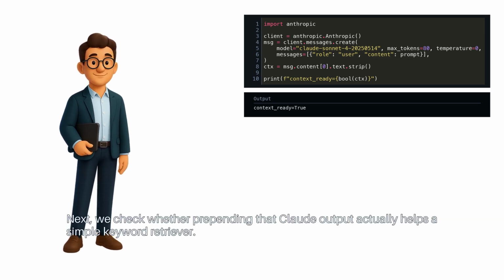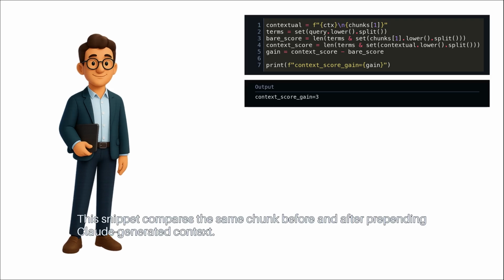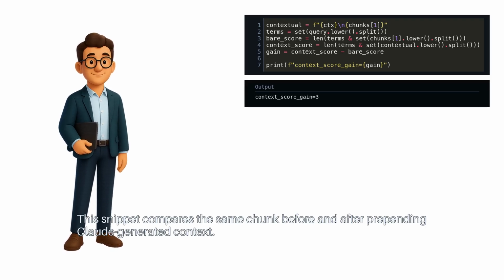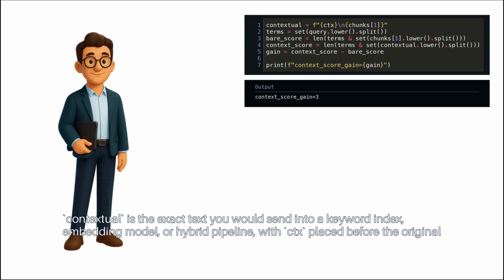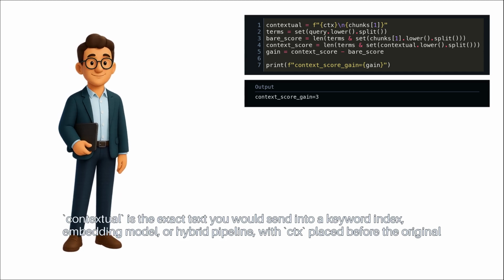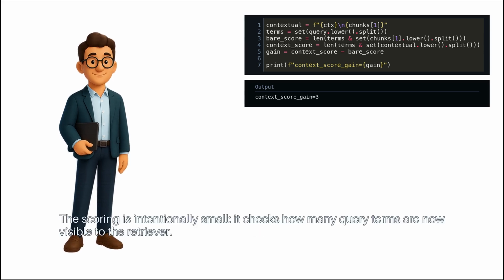Next, we check whether prepending that Claude output actually helps a simple keyword retriever. This snippet compares the same chunk before and after prepending Claude-generated context. Contextual is the exact text you would send into a keyword index, embedding model, or hybrid pipeline, with CTX placed before the original chunk. The scoring is intentionally small.